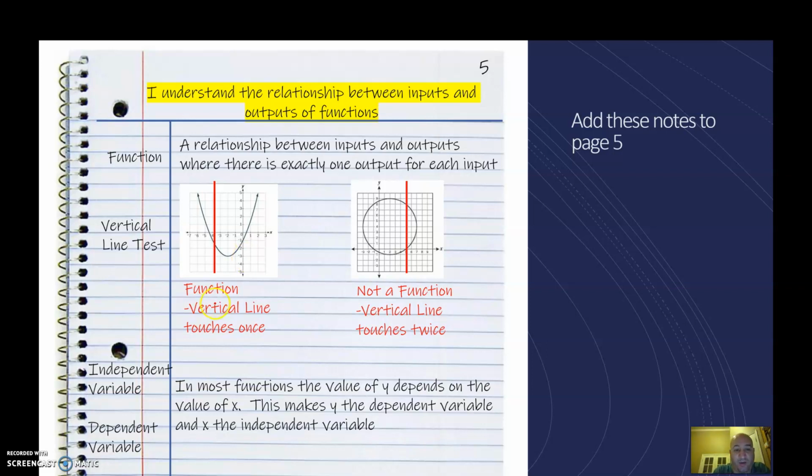So we want functions to all look like this one over here. That's what a function looks like. The circle is not, because you can see it hits once and it hits twice. All right, so the x is considered the independent variable. The y is considered the dependent. In other words, we plug a number in for x, and your y depends. Its answer is going to depend on what your x is.